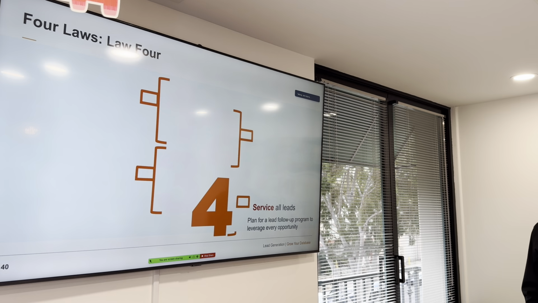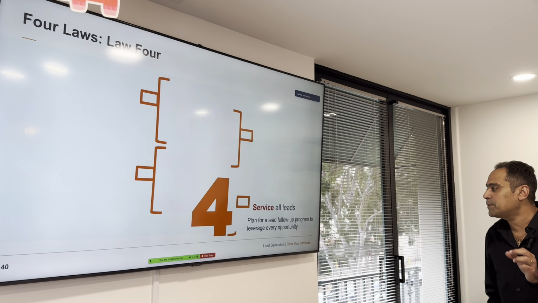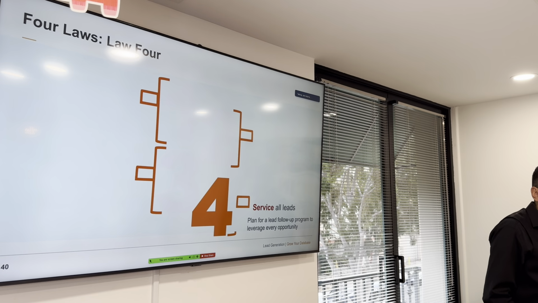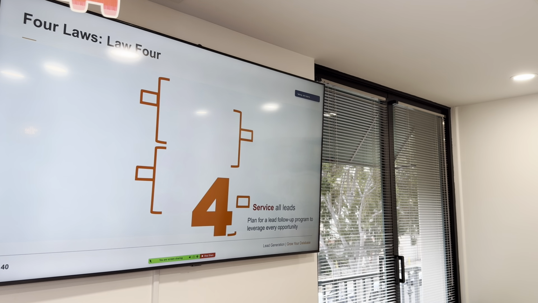So service all your leads, and plan for a lead follow-up program to leverage every opportunity. We're going to be discussing the lead follow-up program in detail in session 10, lead follow-up. We're right now in session 6, as you know, so we're going to be working on that in session 10. Next slide.